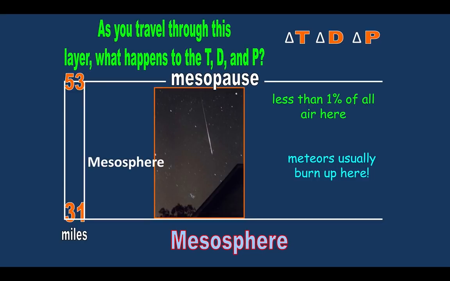And as we travel through this layer, let's talk about what happens to each of our 3 measurements here. Okay, so the temperature as you travel up here now starts to go down again. That's where our change in temperature happens. The density continues to go down and the pressure continues to go down.